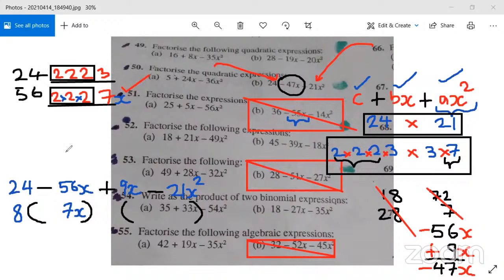24 divided by 8, that's going to be 3. So we'll have a 3 here. And of course, this minus sign will come right down here. Right, so we'll have that. Now let's go over here. There we go. So question again. If it happens on the left, it happens on the right. So it's 3 minus 7x.